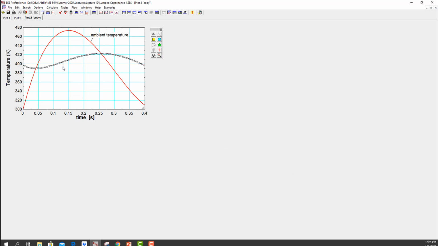You'll notice that there's an attenuation and a phase shift. That's always what you're going to get when you have an object that's basically a first order object responding to some kind of repeated impulse. This ambient temperature peaks here, my object peaks over here. The ambient temperature changes by 470 degrees, while my object only changes by, I don't know, 30 degrees. So there's an attenuation of the response and there's a phase shift.